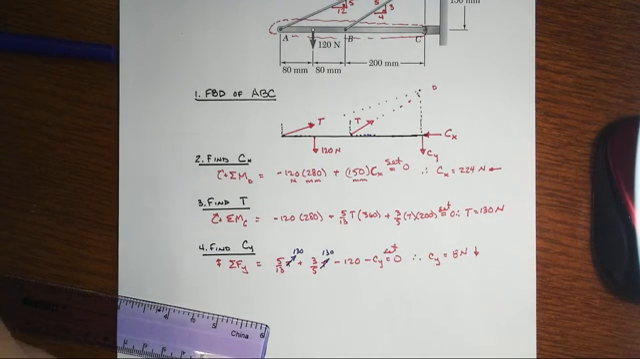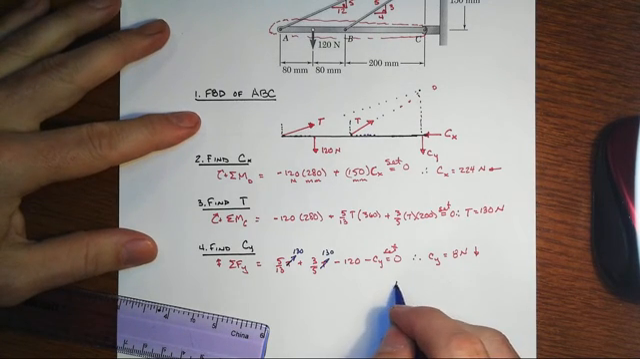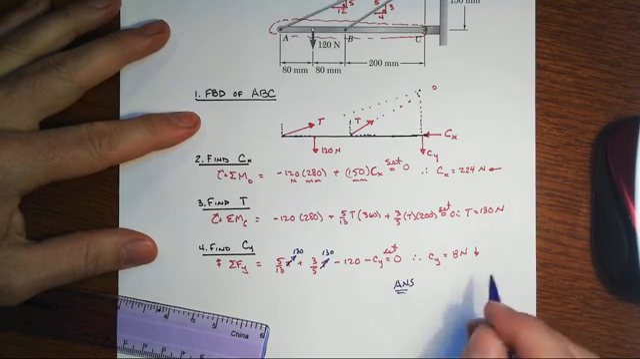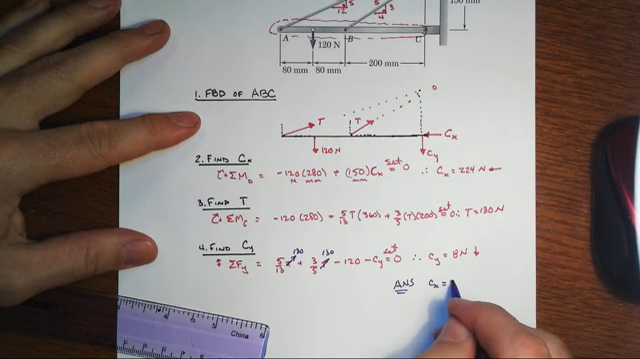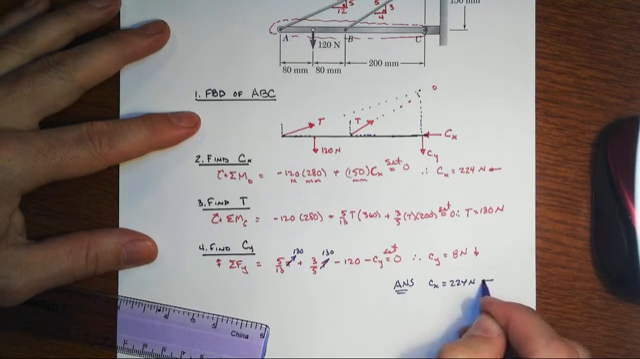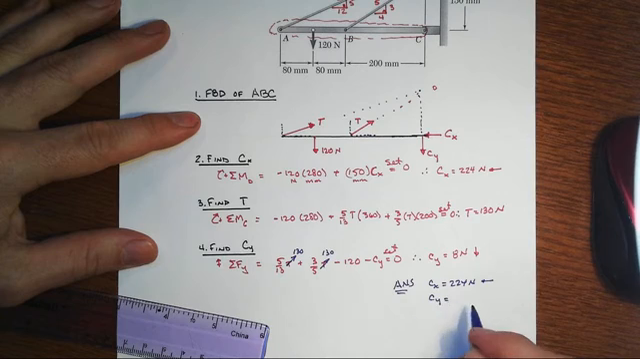And so for a final answer, we will have that CX equals 224 newtons acting to the left, CY equals 8 newtons acting down, and T equals 130 newtons.